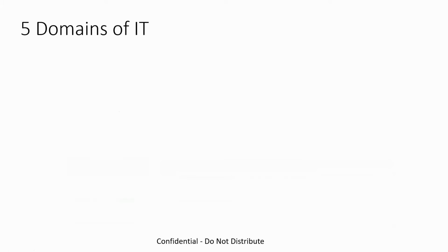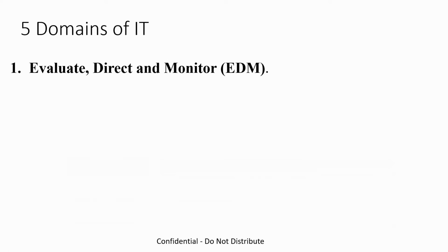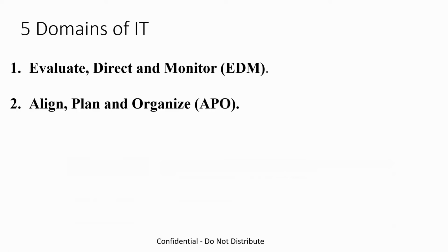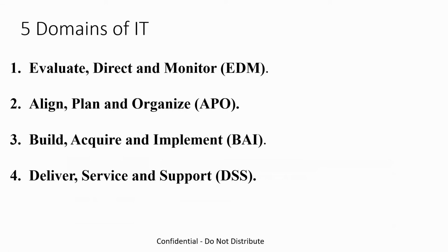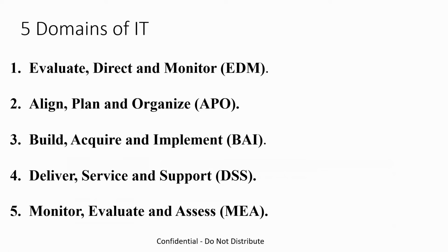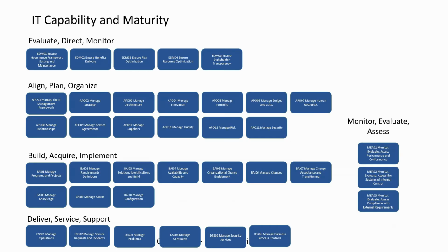There are 5 domains that these capabilities are housed in. Domain number 1 is evaluate, direct, and monitor, which is around the governance of IT and the capabilities that surround it. The next is aligning IT's capabilities, ensuring that we're planning properly and organizing in the right ways to deliver those capabilities. Then there are the capabilities of building, acquiring, and implementing. The fourth is the delivery, service, and support arm. And the last is monitoring, evaluating, and assessing capabilities. Let's take a look at what those capabilities are for IT.